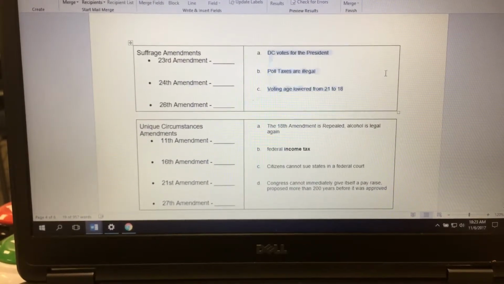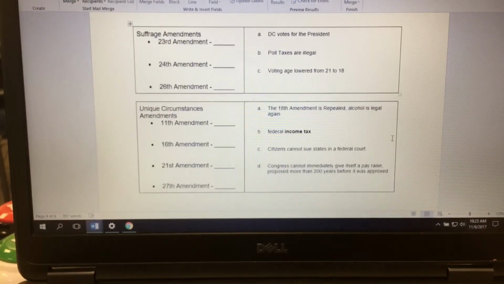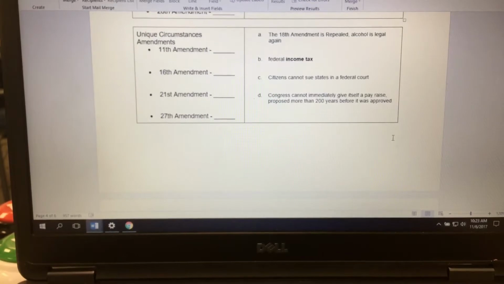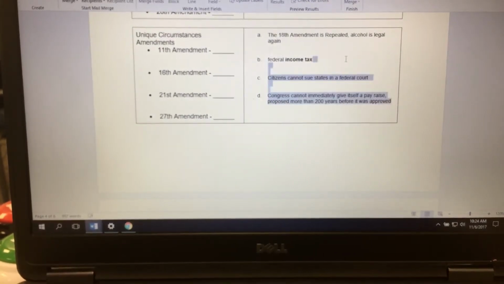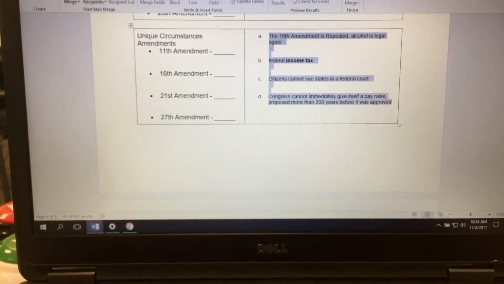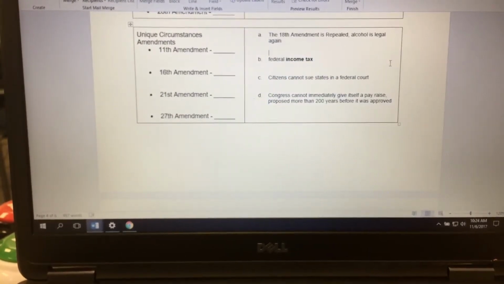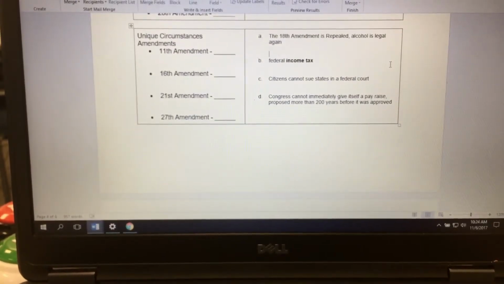DC votes for the President. Poll taxes are illegal. Voting age lowered from 21 to 18. The 18th Amendment is repealed. Alcohol is legal again. Federal income tax.